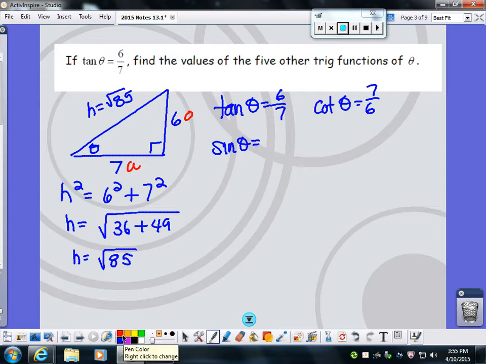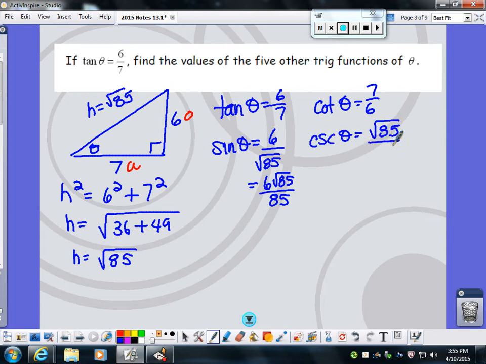So sine is going to be 6 over the square root of 85. We should rationalize that, so that's going to be 6 square root of 85 over 85. We want the cosecant of theta, which is the reciprocal of sine, so that's the square root of 85 over 6.